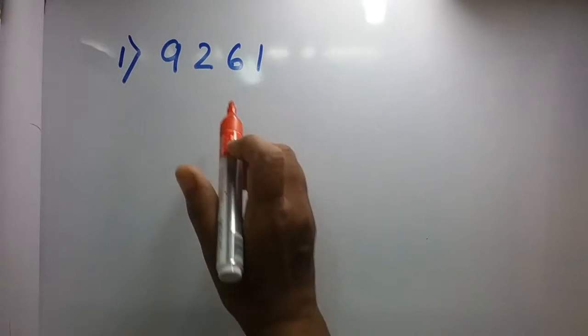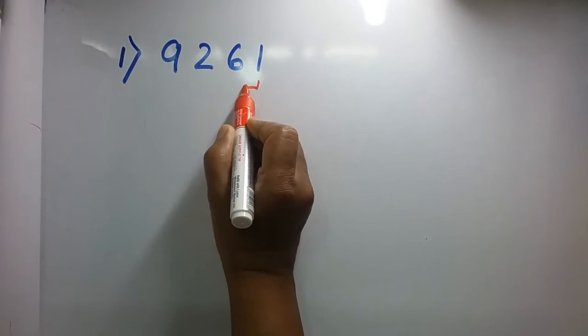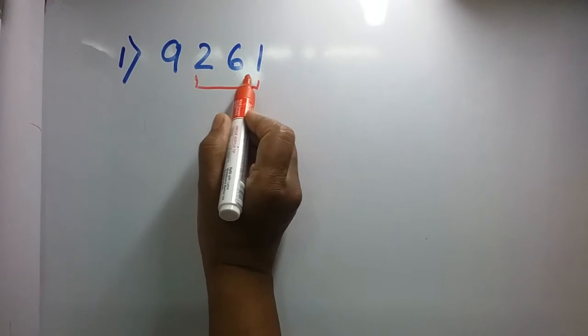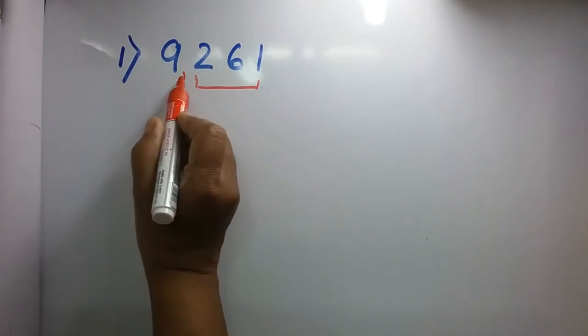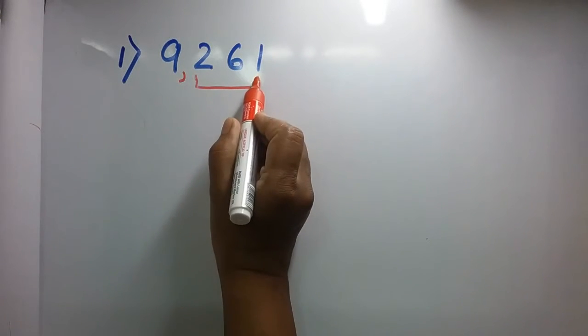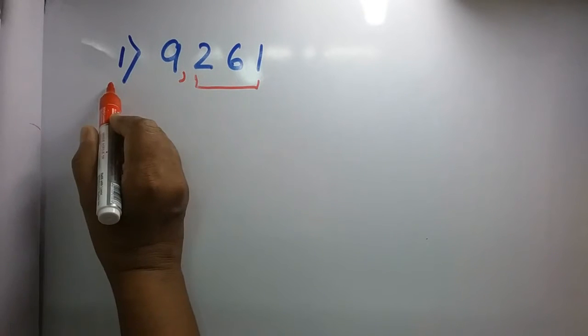Divide the given number 9261 from the unit place into groups of 3. First 3, take it as one part. If you have another 3, you should take it as another part. If you have only one left, leave it. So from the unit place, start 3 numbers, divide into 3 parts.